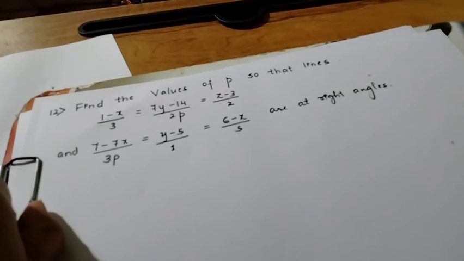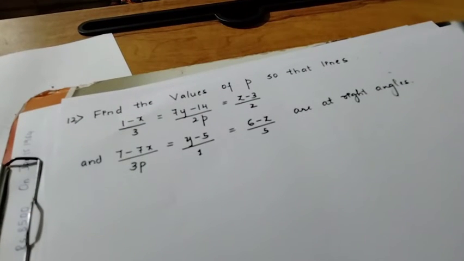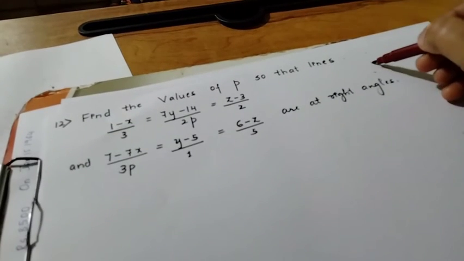Find the value of p so that the lines 1 minus x divided by 3 is equal to 7y minus 14 divided by 2p is equal to z minus 3 divided by 2, and 7 minus 7x divided by 3p is equal to y minus 5 divided by 1 is equal to 6 minus z divided by 5 are at right angles. Right angles, don't get confused. Right angles means they are perpendicular. Two lines being perpendicular means they are at right angles.